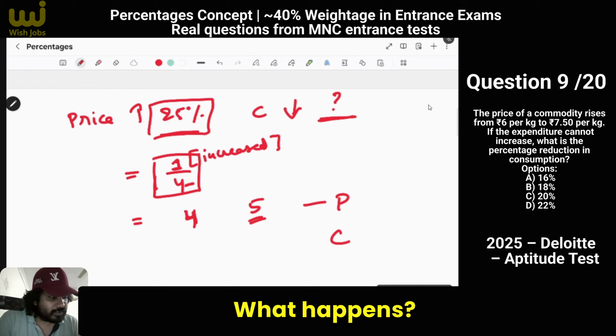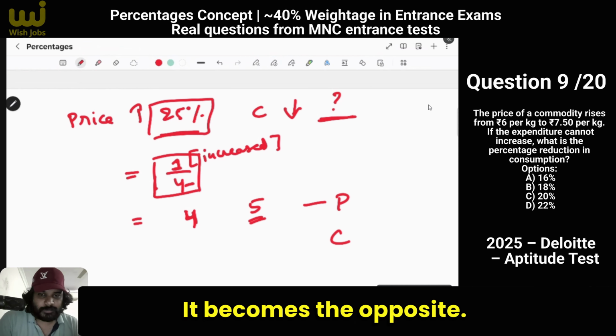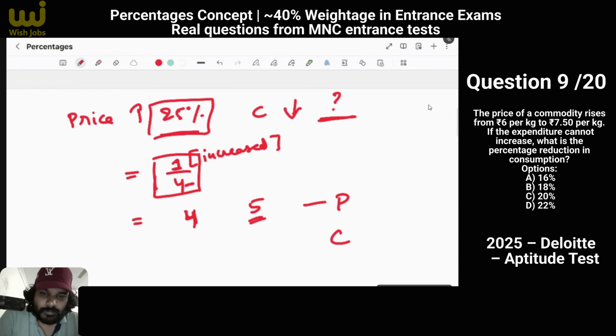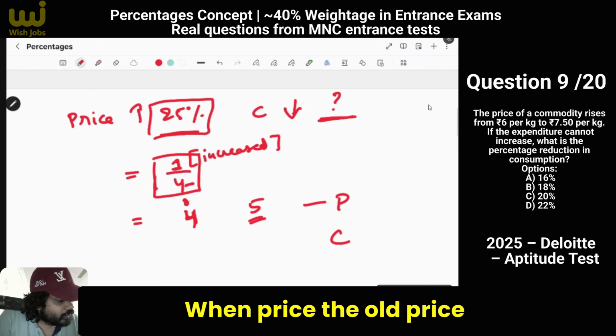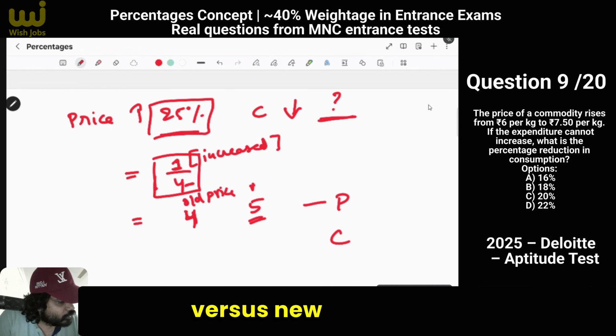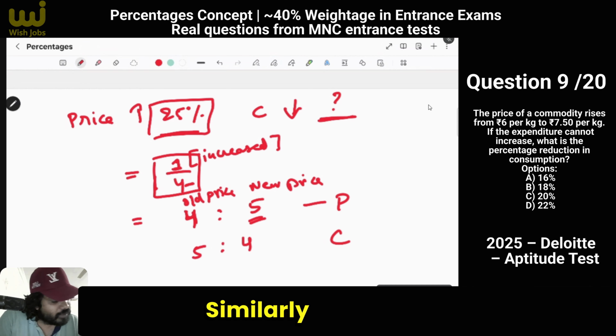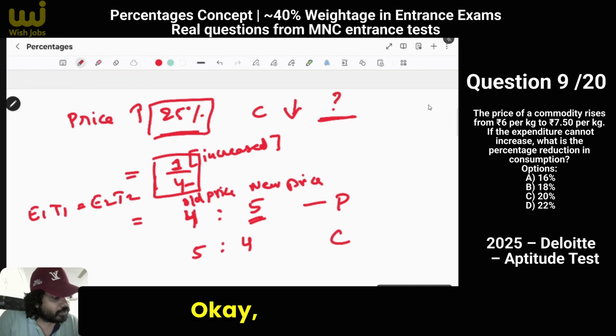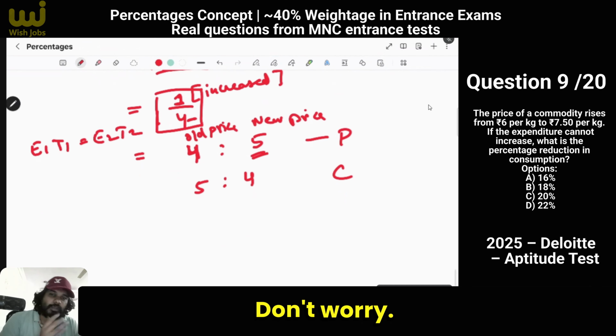For consumption, what happens? It becomes the opposite. When the old price versus new price is 4:5, the consumption will become 5:4. Similarly, how we did E1 T1 equal to E2 T2. Okay, so I will explain it to you clearly. Don't worry, we will do multiple sums.